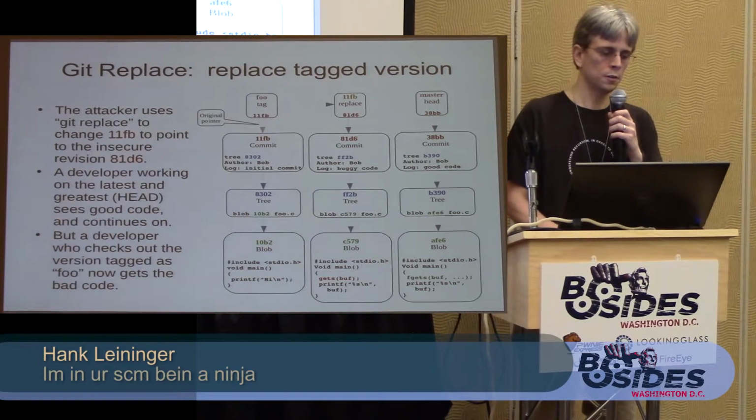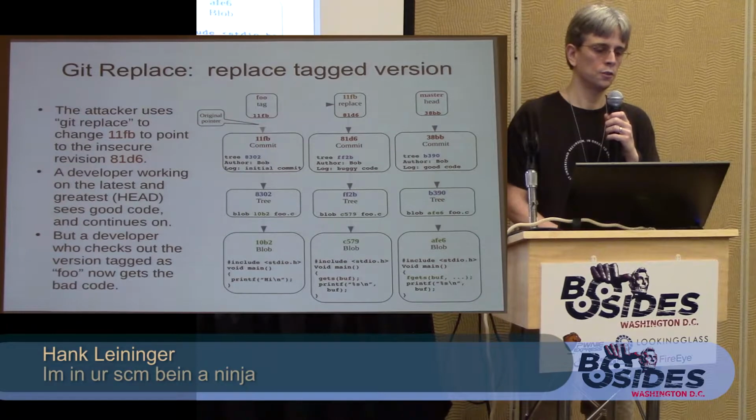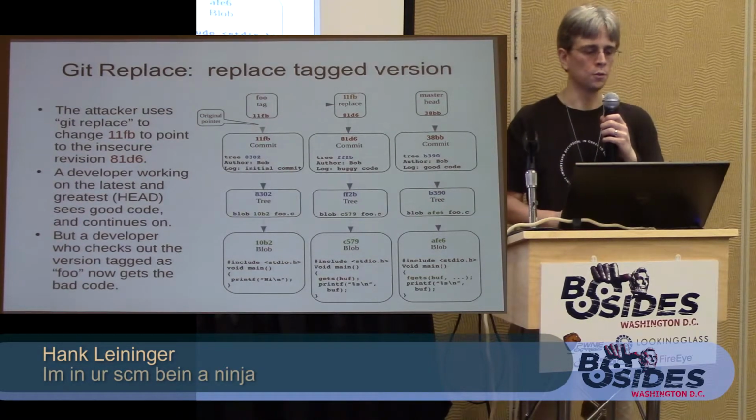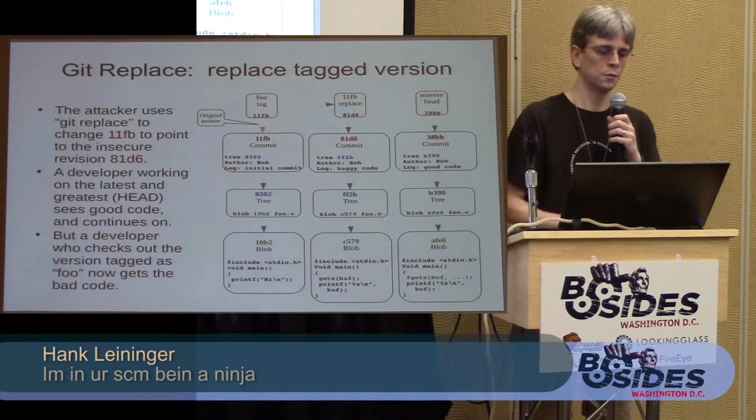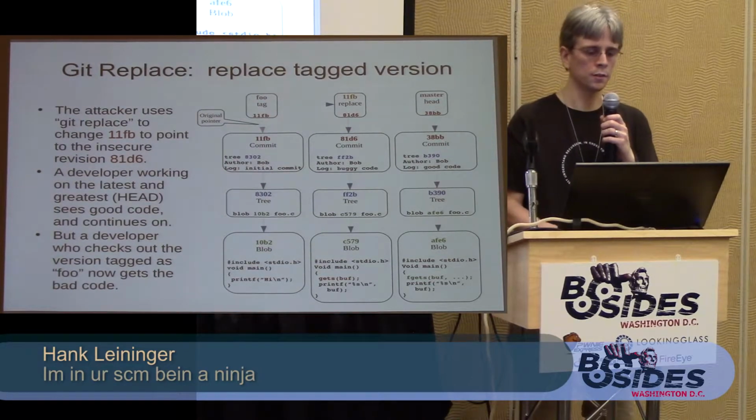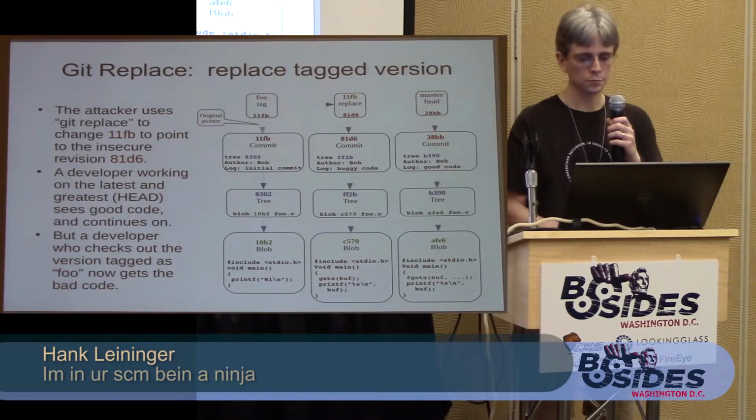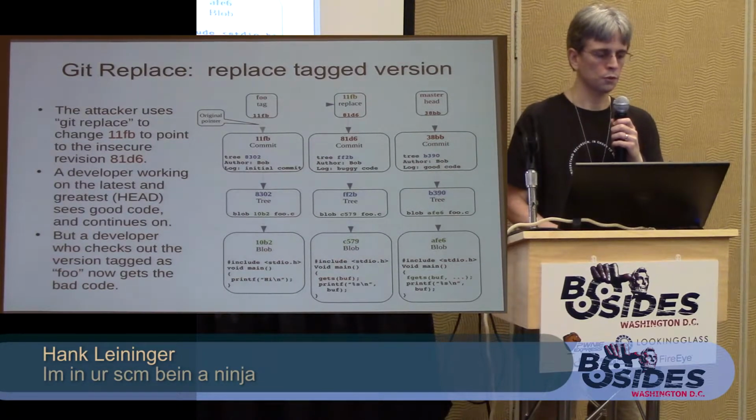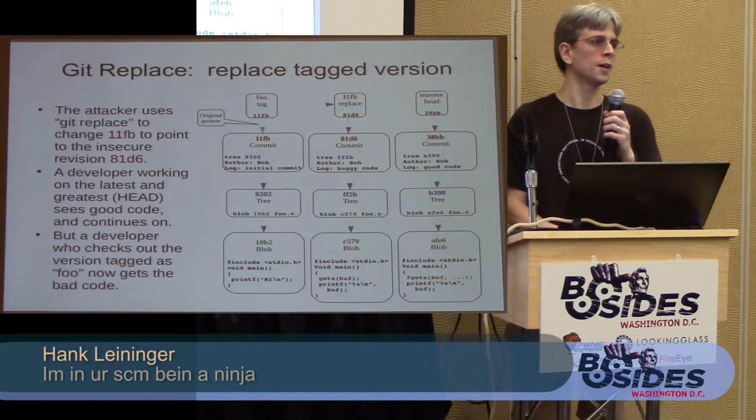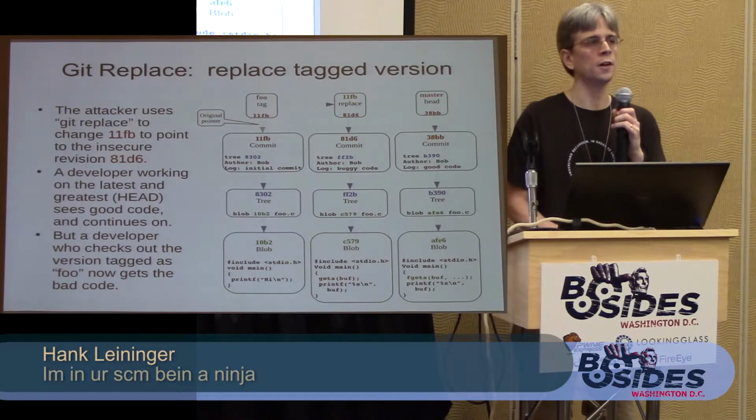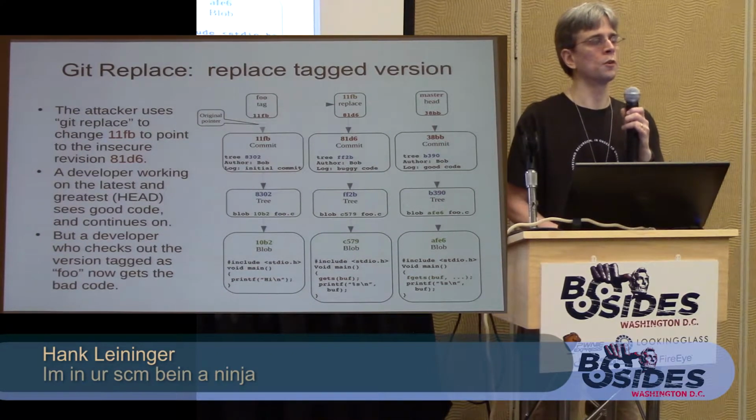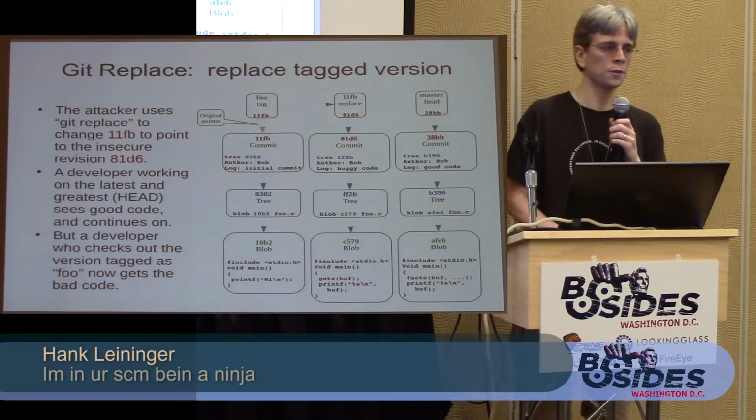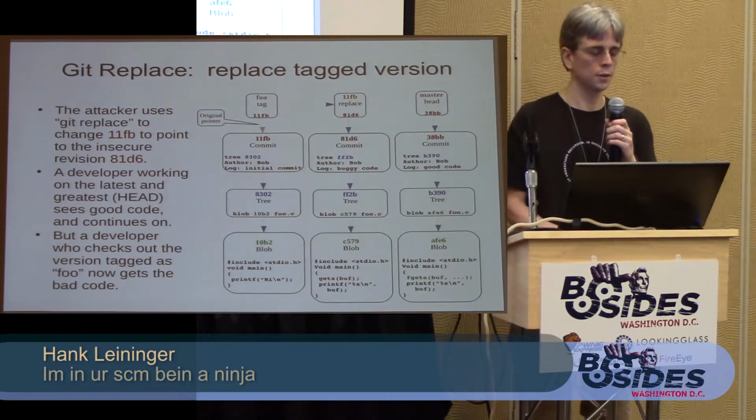Now the attacker uses a replace object to say, when something looks for 11FB blah blah blah, I want you to actually give them the bad revision, 81D6 blah blah blah. So when the developer references foo by name, they get the bad code. In this case, we have not changed the tag, but we've replaced the object that the tag points to with another object.